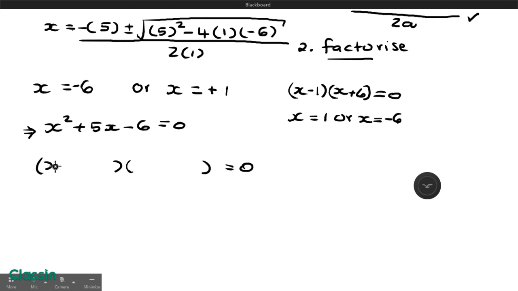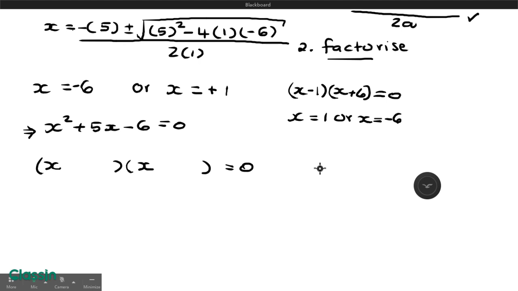So in the first bracket, we are going to put x, and in the second bracket, we are going to put x, because x multiplied by x is x squared. So this x squared means that you need 2 solutions. So now, what are the factors of 6 that we can add together to get +5?